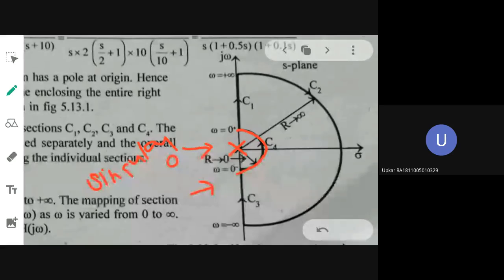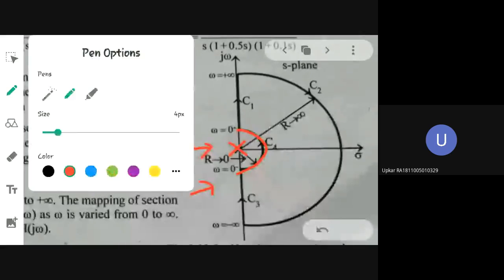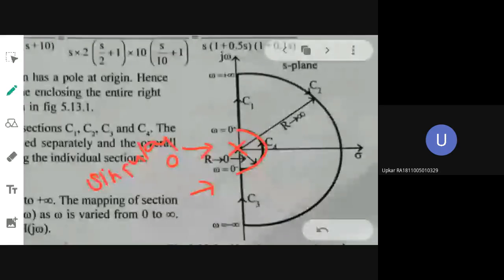What are the various segments that you have, marked by C1, C2, C3, C4? What are the various segments of the Nyquist contour? C1 is a segment moving along which axis, real axis or imaginary axis? Imaginary axis. It is traveling from what value of omega to what value of omega? 0 to infinity. That is segment number 1.